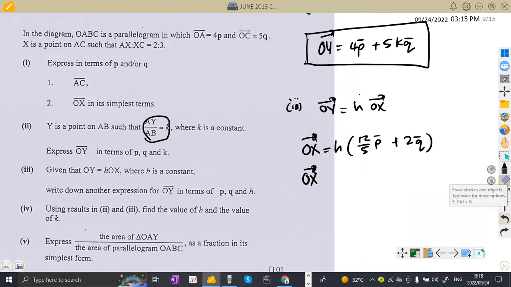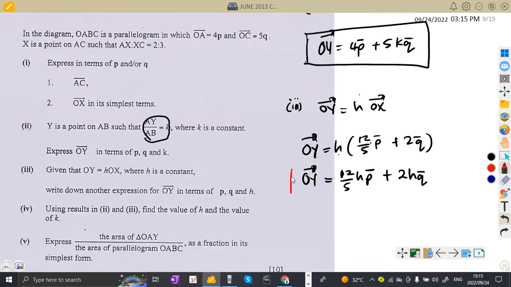Sorry, guys, the way that I'm writing here. Let me just correct. This is OY here. So multiply by H, that's going to be H times 12 over 5, which is 12 over 5 HP, and H times 2, which is going to be 2HQ. So that's our vector OY in terms of H. Like this, we are done.